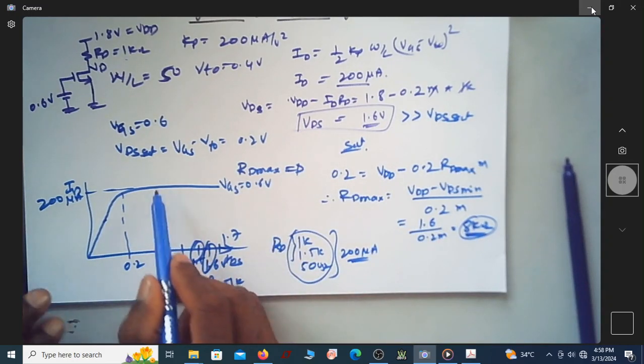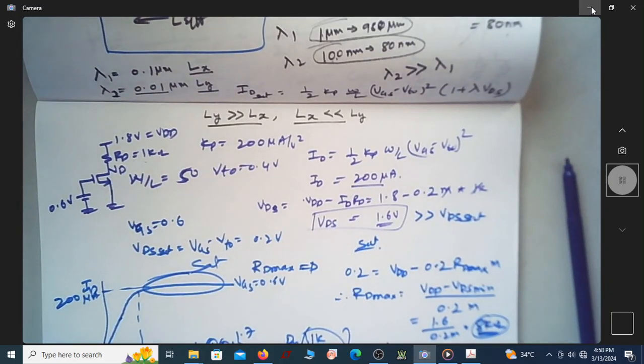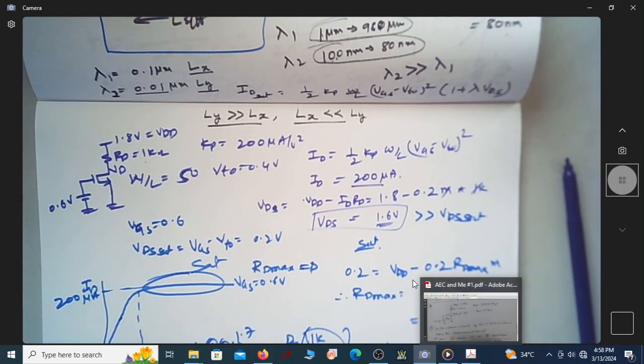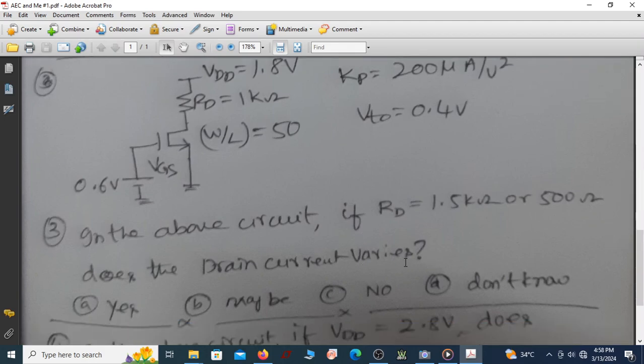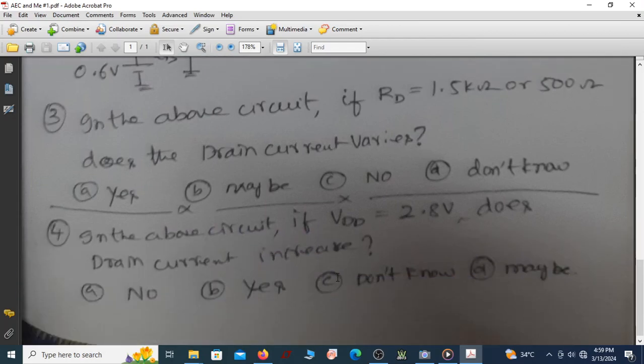The MOSFET is in saturation because this is the saturation region. So the answer for this question is: in the above circuit, if the value of RD changes from 1K to 1.5K or 1K to 500 ohm, does the current vary or not? No, the current will not vary. The answer is C. Does the drain current vary? No, the drain current doesn't vary. Okay, let us see the next question.